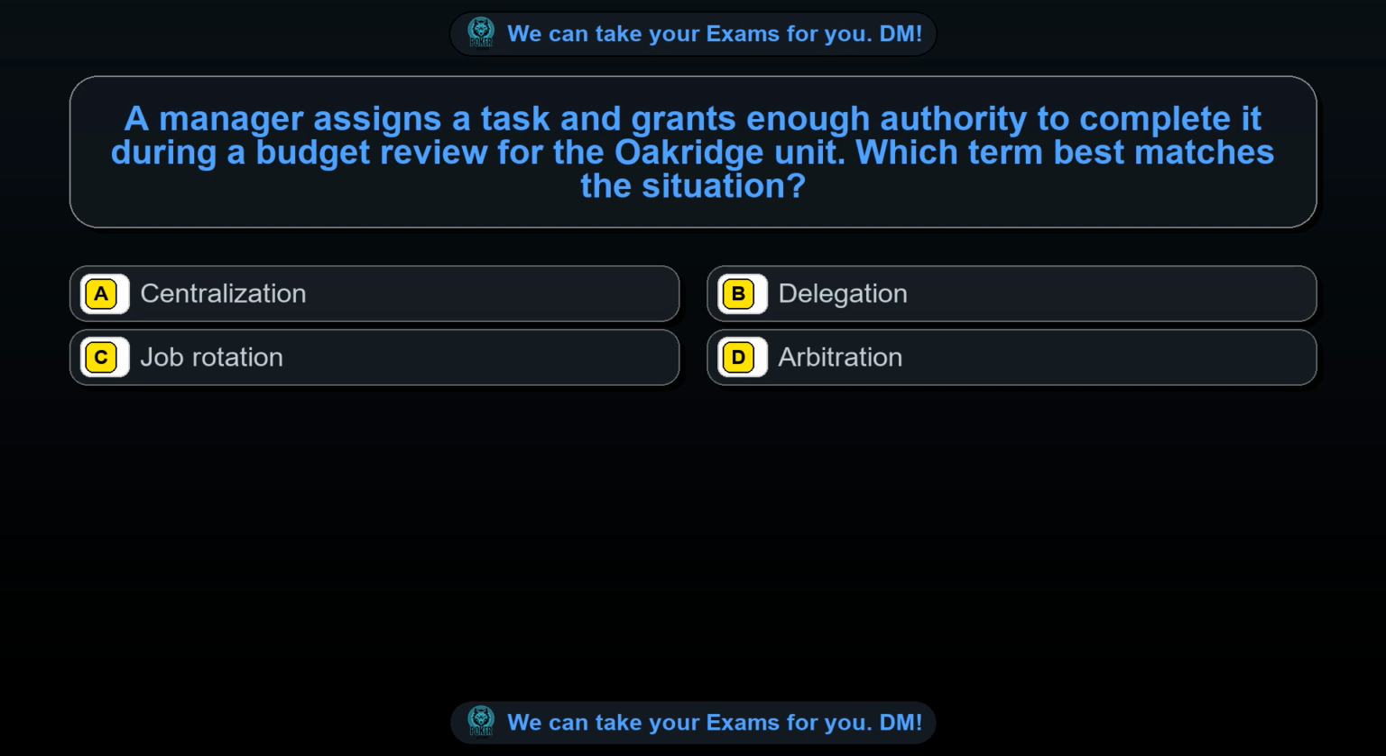Oak Ridge unit. Which term best matches the situation? Option A, centralization. Option B, delegation. Option C, job rotation. Option D, arbitration. The correct answer is option B, delegation.